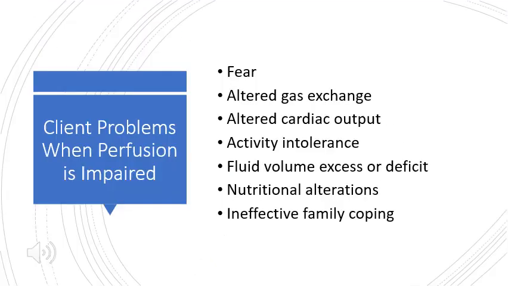This slide shows some possible client problems when perfusion is impaired. Why do you think fear could be a problem? Well, parents could fear what happens if it doesn't work out with heart issues, or even the child if they're older. Altered gas exchange can be a problem. The heart can't get the blood to the lungs for the gas exchange. We're going to see cyanosis and decreased O2 sats.